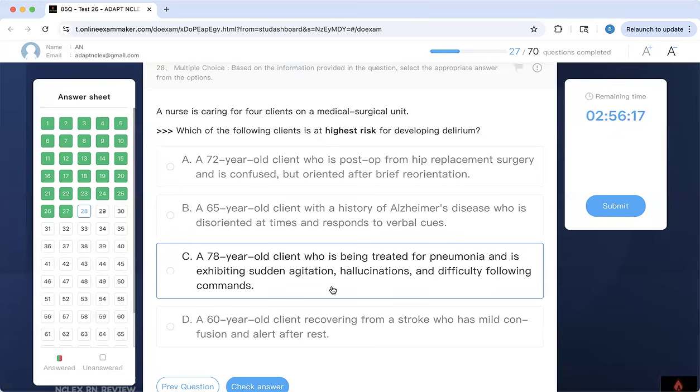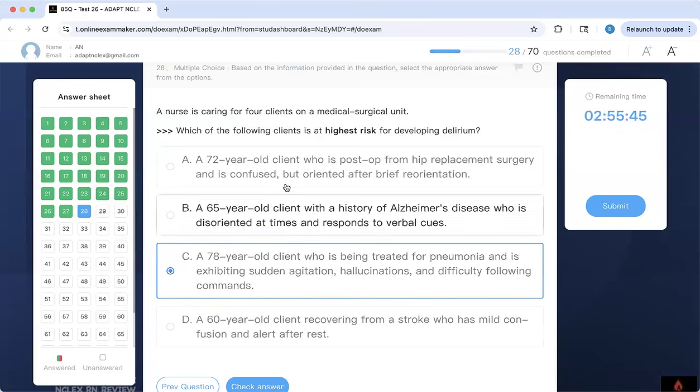You have to know the difference between delirium, dementia, and depression. This is what the test is asking you. Which one is delirium? You pick your answer. But the key is the definition. Delirium has to be an acute onset of change in mental status. See your right answer. Why? Patient is being treated for pneumonia. All of a sudden agitation, hallucination, difficulty following commands.